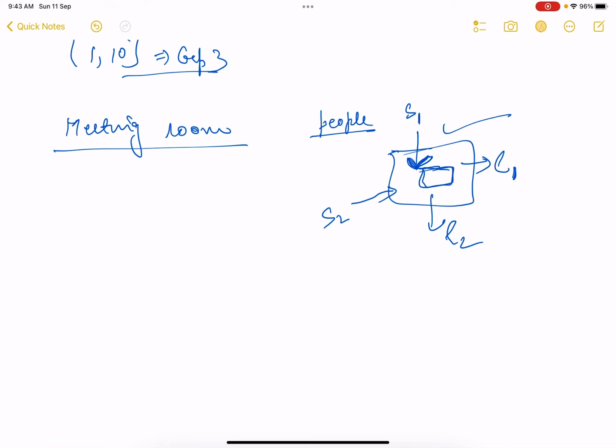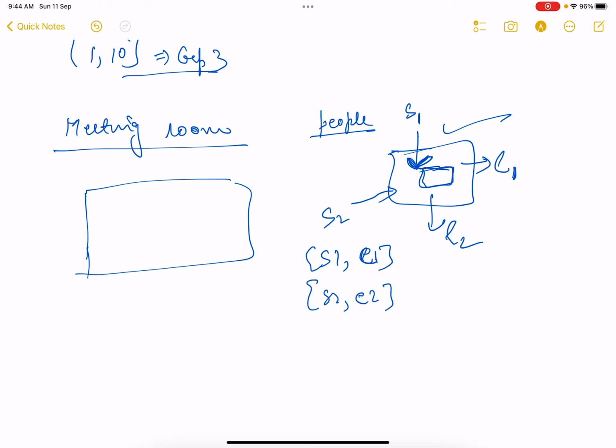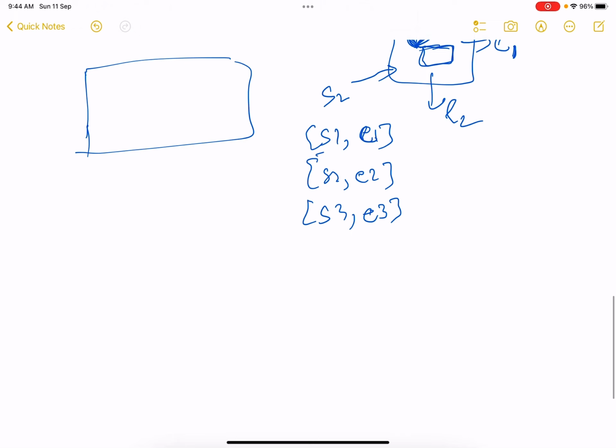This is one of the problems. If I talk about the meeting room problem, it says that there are certain meetings, suppose S1 to end 1, S2 to end 2, S3 to end 3 and so on. Very standard problems. So what they say is that these are the timings when the meetings are scheduled. We need to tell what is the minimum number of meeting rooms that are needed so that all the meetings can happen.